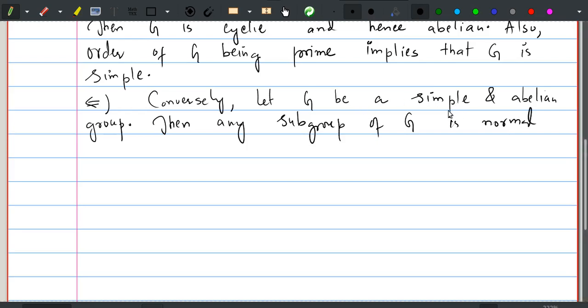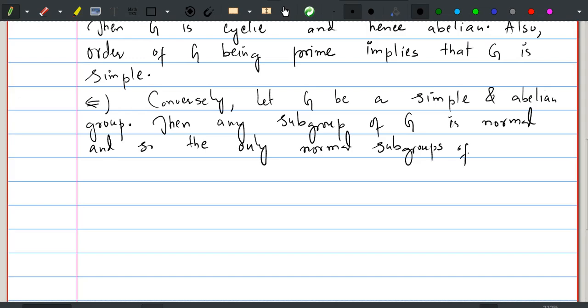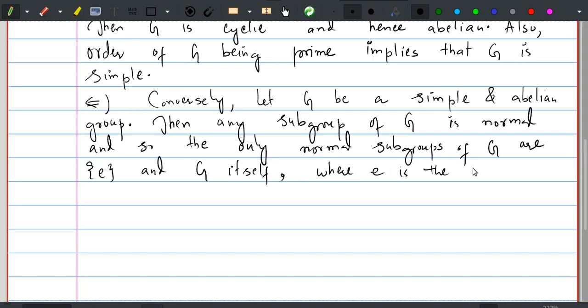But G being simple means the only normal subgroups of G are the identity subgroup and G itself, so the only normal subgroups of G are the group E and G itself, where E is the identity element. This is the identity of G.